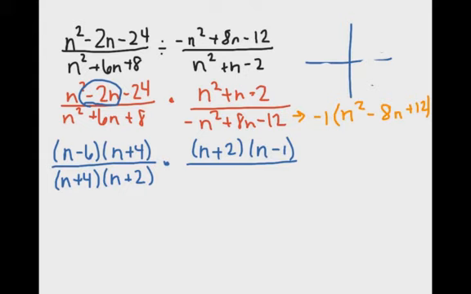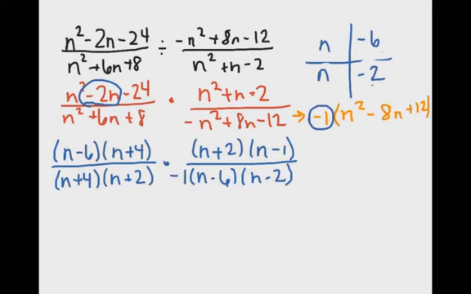We see n squared, so we're going to have an n and an n. And then we have negative 6 and negative 2. So negative 6 times negative 2 is going to be 12. And when we cross multiply, we get our negative 8n. So we're going to have n minus 6 and n minus 2. And remember, we pulled out this negative 1 out front, so we need to have that out there. Right, so now that we are all factored and everything, we can start canceling things out.